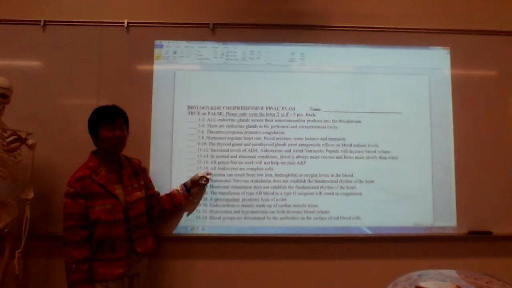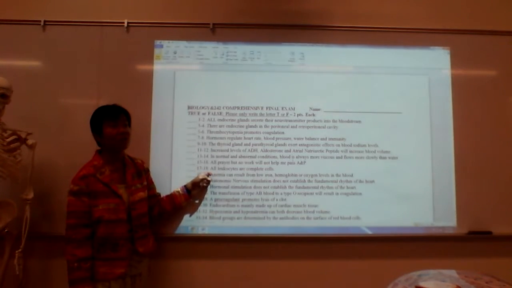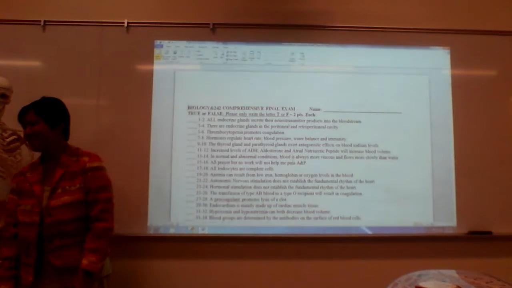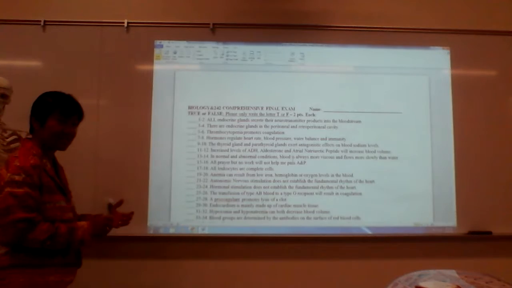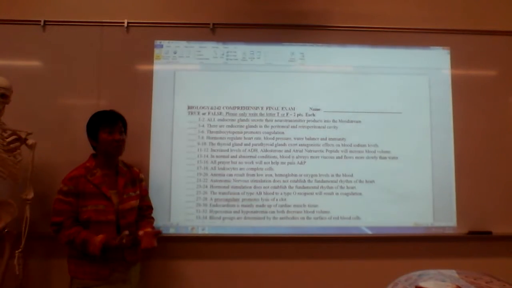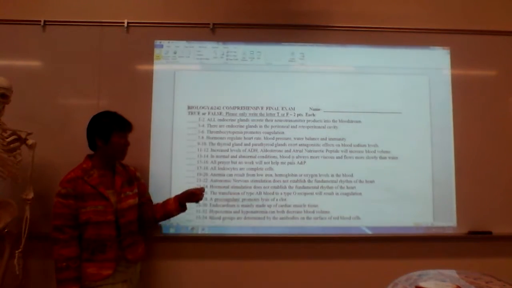Next, all leukocytes are complete cells. All of them. Is that true or false? All leukocytes are complete cells. False. It's true. I was going to say leukocytes, those are the body's defense. The erythrocytes are not complete cells. Erythrocytes are red blood cells. The thrombocytes are not complete cells, but all leukocytes are complete cells.